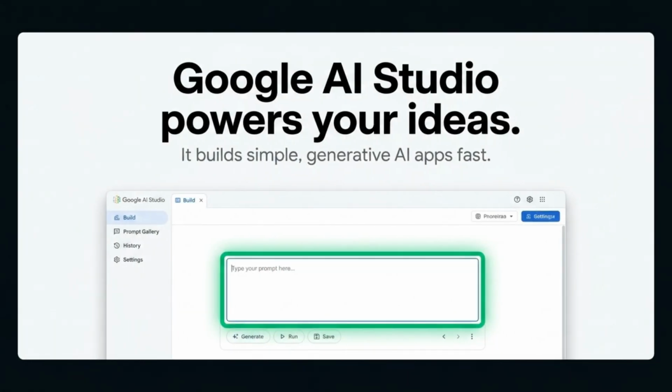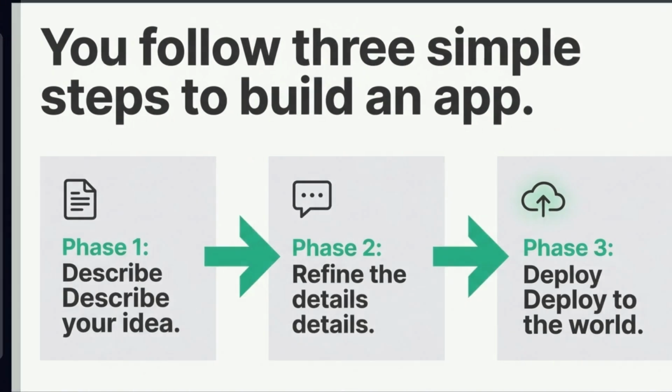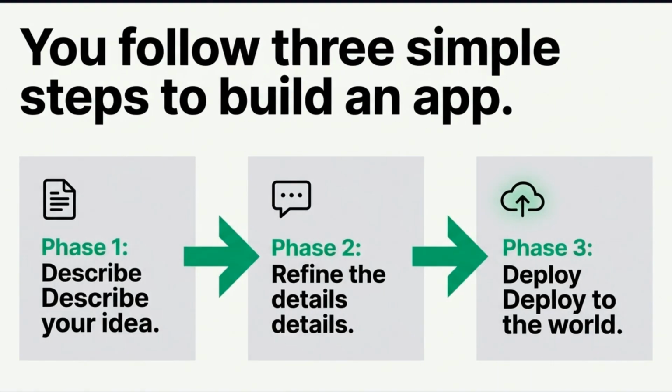Google AI Studio is the engine that powers your ideas. It's designed to build simple, generative AI apps quickly and efficiently. Building an app with vibe coding is a three-phase process. First, you describe your idea. Second, you refine the details. And finally, you deploy your app to the world.